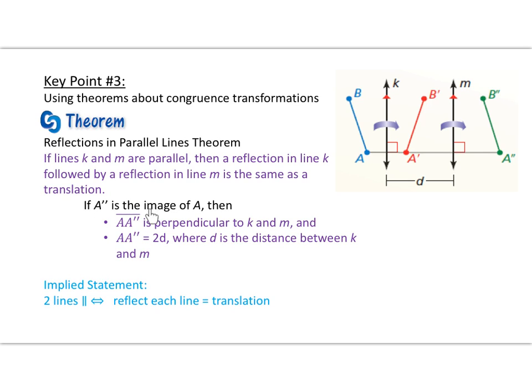So if A double prime is the image of A, then the following 2 statements are true. Segment A to A double prime is perpendicular to line K and line M. So that's what we see here. This line connecting A to A double prime is perpendicular to the 2 parallel lines. And then the distance from A to A double prime is twice the length of D, where D is the distance between the 2 lines. So our implied statement: 2 lines parallel implies reflect each line and it equals a translation.